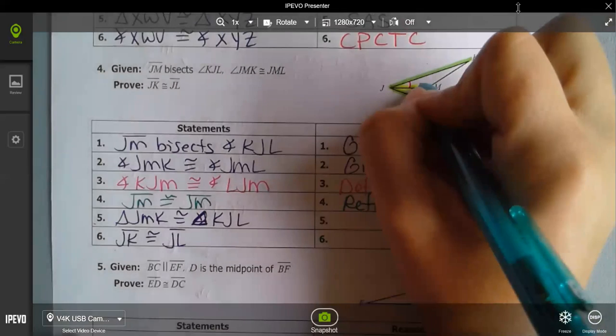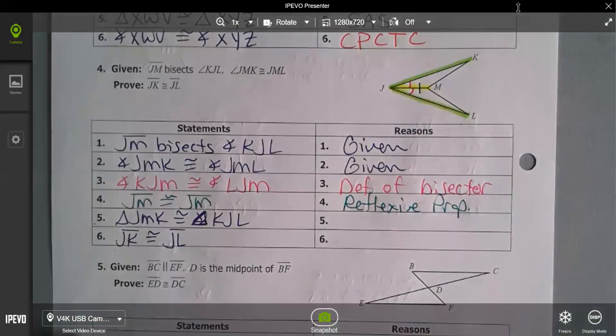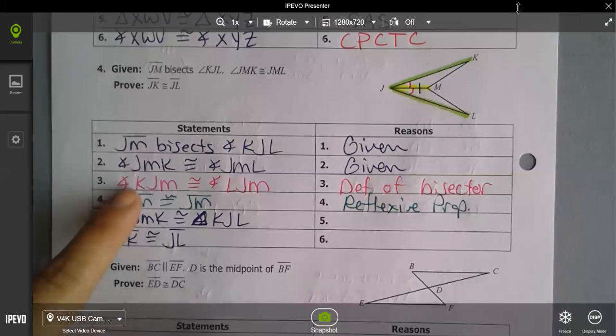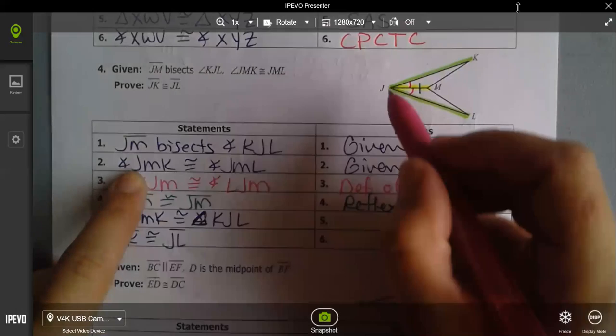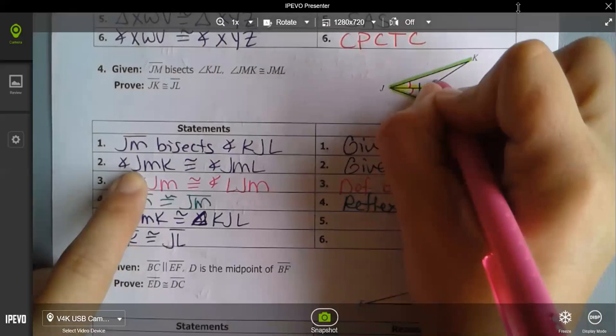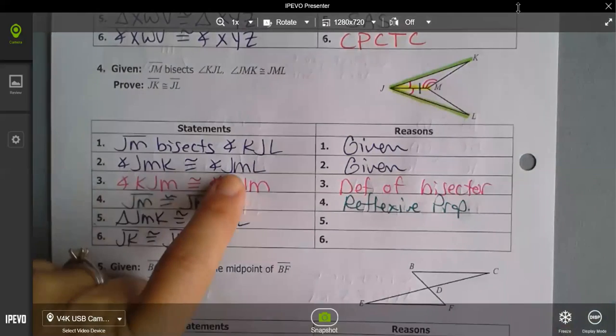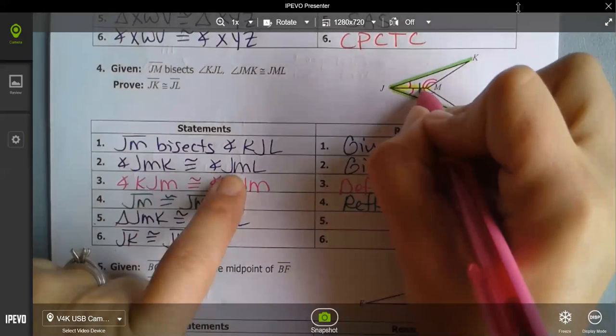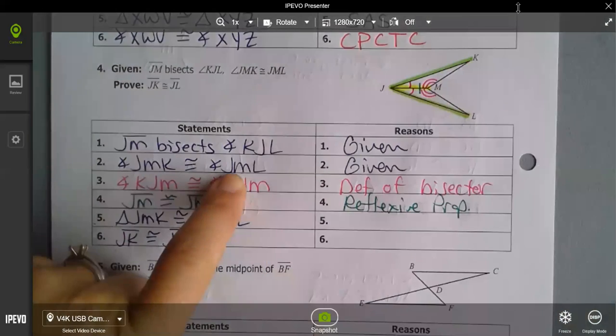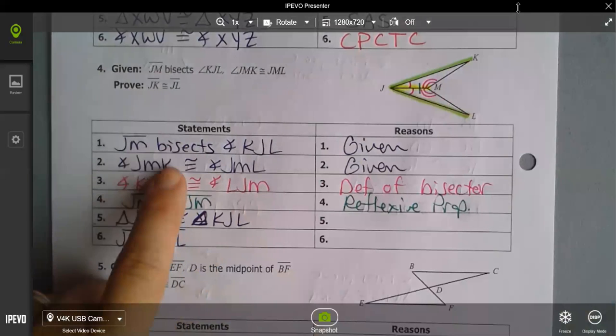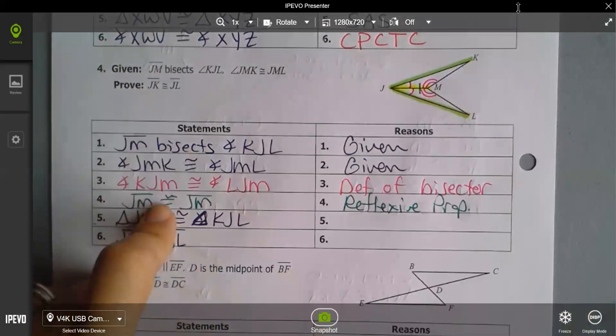Oh, and I forgot to mark it like that. Oh shoot, what else did I forget to mark? I forgot to mark number 2. Number 2 said that angle JMK, so that one, and JML, that one. All right, did I remember everything? I got bisects, I got that angle, I got the reflexive property.